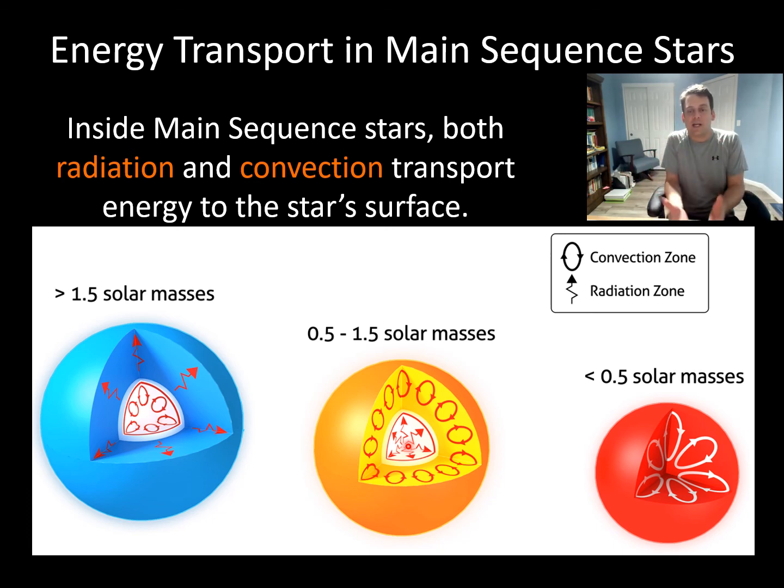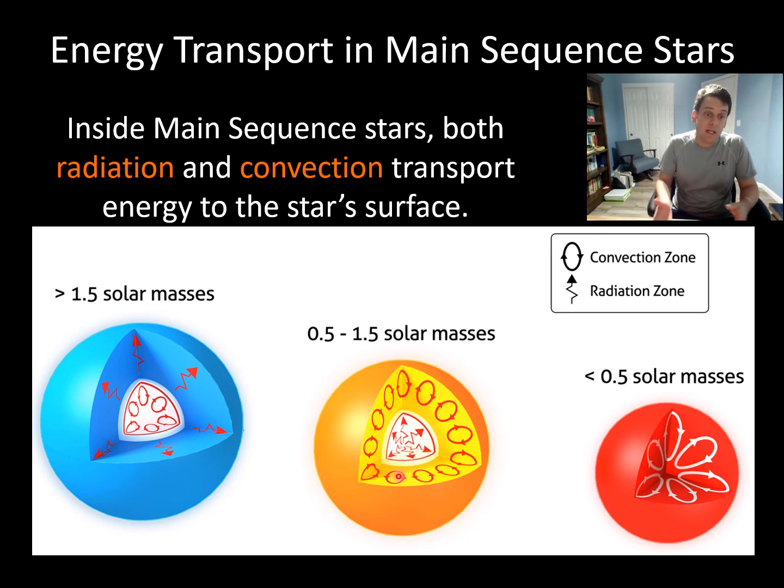Remember, energy transport in a star is all about getting the huge energy and heat that's being generated in the core out to the surface, right? That's the direction of transport. The question is, what is providing that transportation? And so for a star around a solar mass, between 1/2 and 1.5 solar masses, this is the structure: core, radiation zone, convective zone, and then you're out.